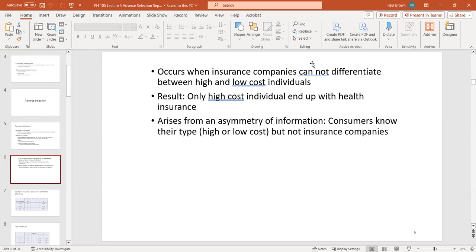So in healthcare, the way this works is that if the insurance company can't charge people different amounts, then young, healthy people feel like they're paying too much, and a lot of them won't buy health insurance.